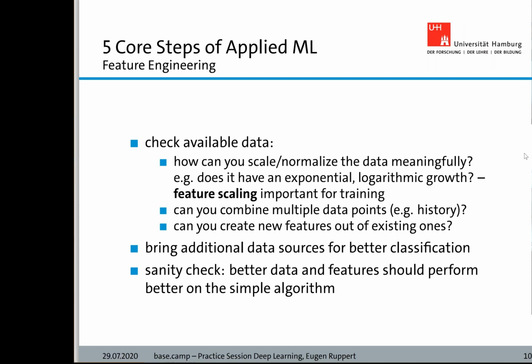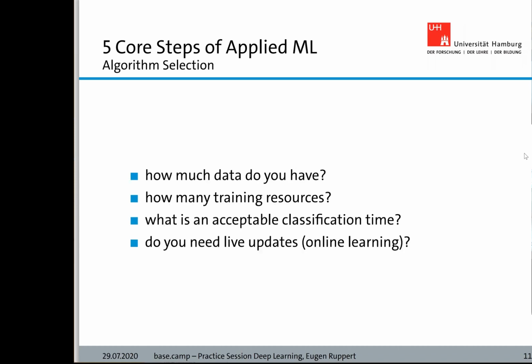So if you have better data now, so the data is cleaned and nicer, and you have better features, then the performance of your basic algorithm should also increase. And if this is true, then we can select an algorithm. This is based on several factors that are maybe related to the performance that you want to achieve, or maybe also to the practical constraints that you have.